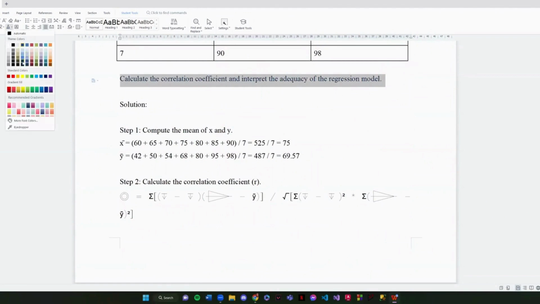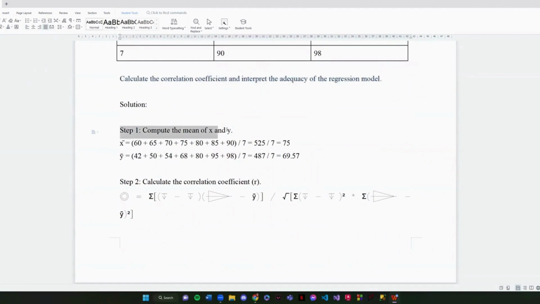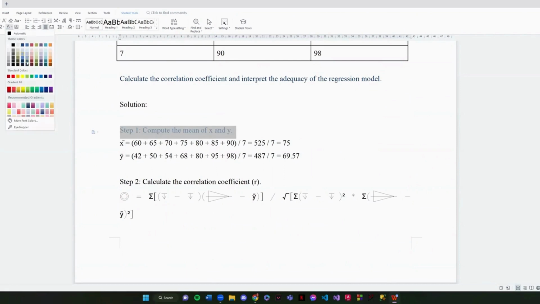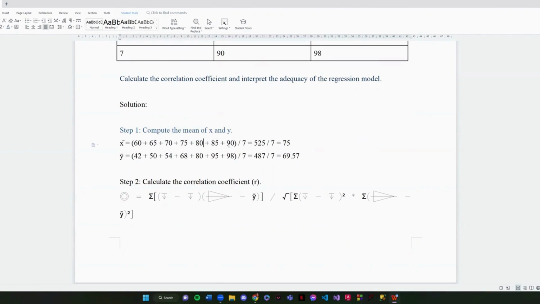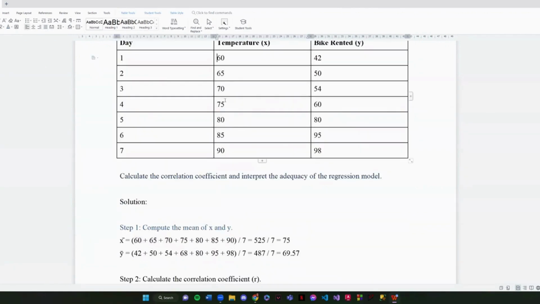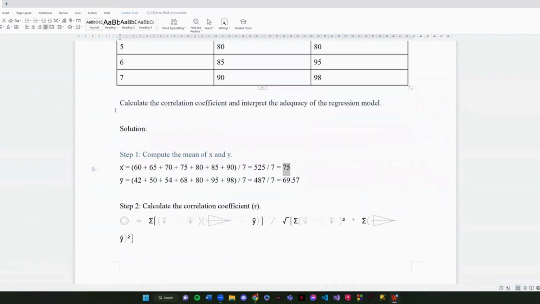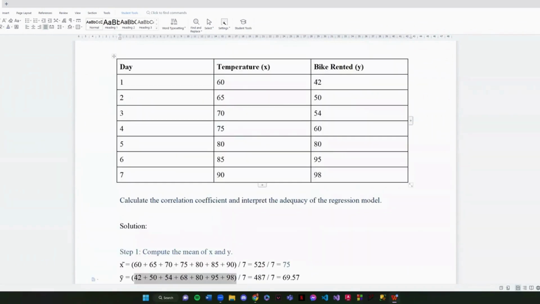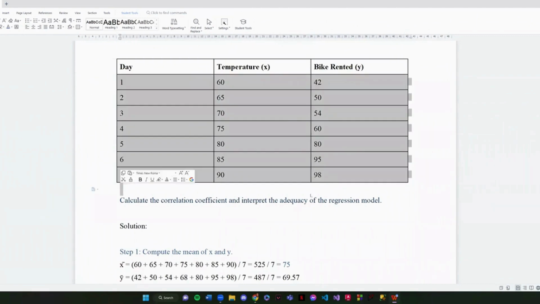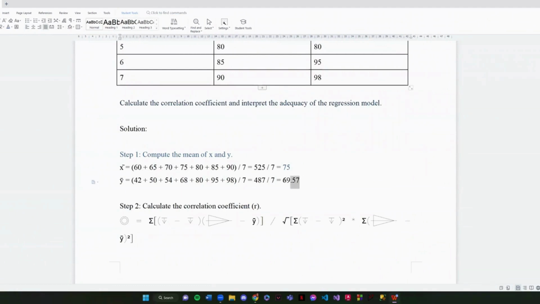So for step 1, we need to compute the mean of X and Y again. In this step, we find the average daily temperature and the average number of bikes rented. To do this, we add up the values in each column and then divide by the number of days. For temperature, we add all of them. Then, we get 75. And then, for the mean of Y, we have 487 divided by 7 is equal to 69.57.